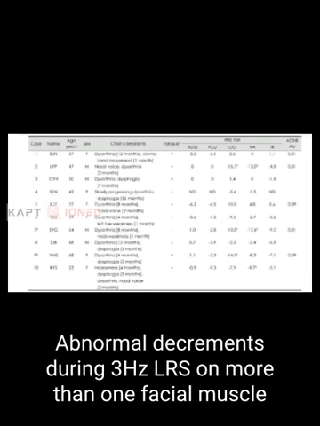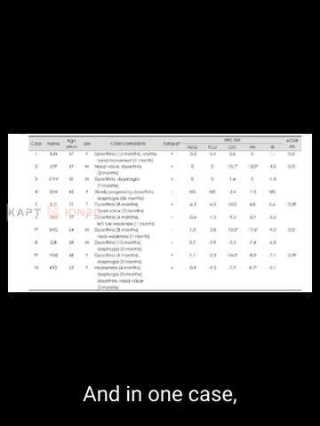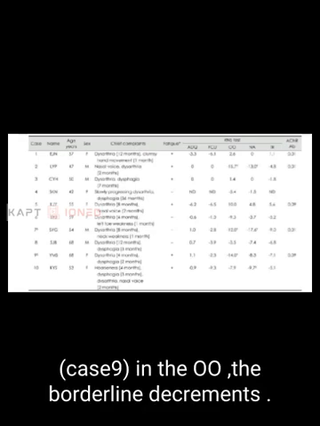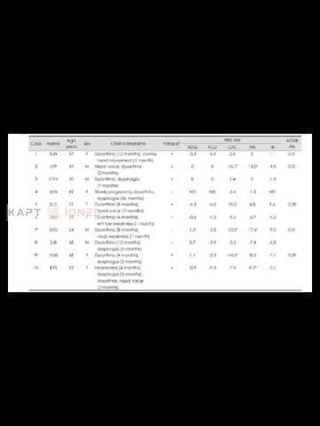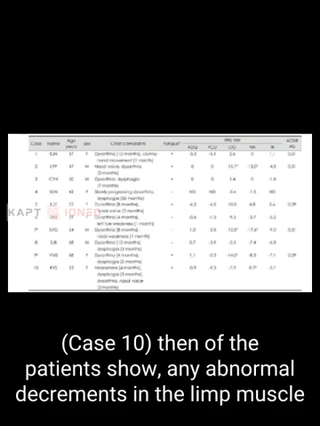Results of the test. Abnormal decrements during 3 Hz RNS on more than one facial muscle were noted in 3 patients, 30% in 2 patients, cases 2 and 7, in both the OO and NA, and in one, case 9, in the OO. Borderline decrements of 9.7% during 5 Hz RNS were recorded in the NA in one other patient, that was case 10. None of the patients showed any abnormal decrements in the limb muscles.